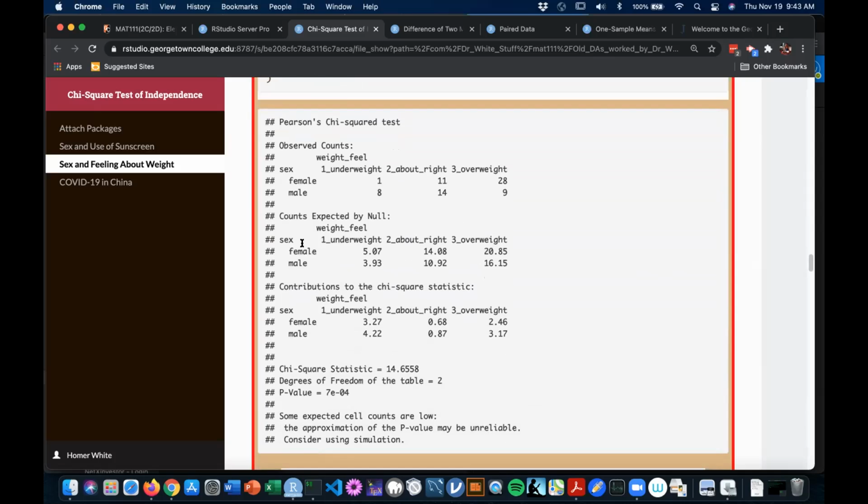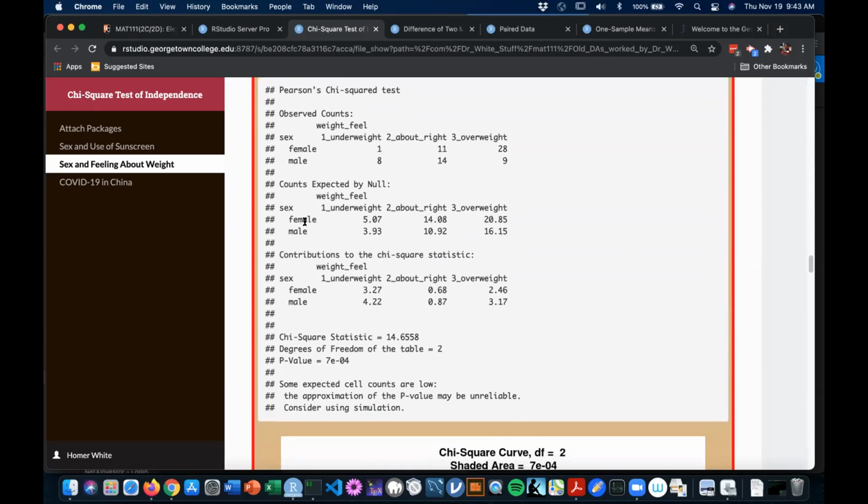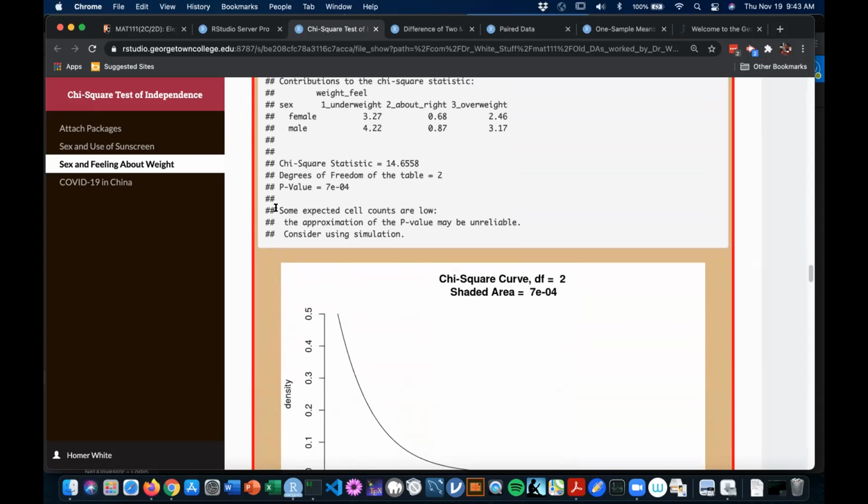And in fact, I think everybody except one person in all of my 2 classes, so it's like over 40 people, everybody except this one person used this output. But look at that. There is a warning. It says some expected cell counts are low. The approximation of the p-value, this little approximation here, may be unreliable.